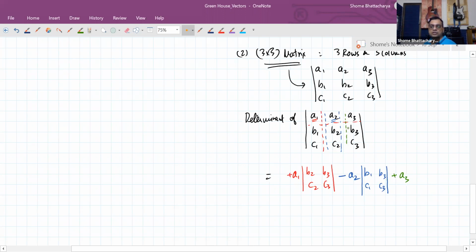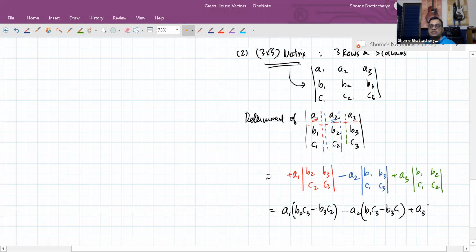And when you remove the third term, you remove the third column altogether. So you're left with first and second column, b1, b2, c1, c2. And then the calculation of this is just done in the normal way. Next step, this diagonal minus this. So this becomes b2 c3 minus b3 c2. Minus a2 into again b1 c3 minus b3 c1.